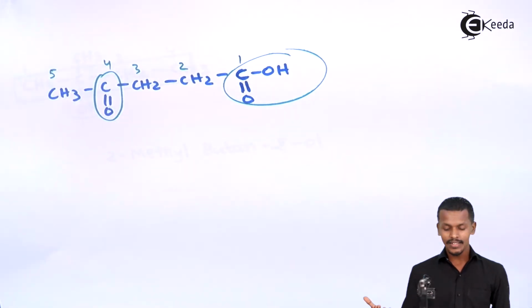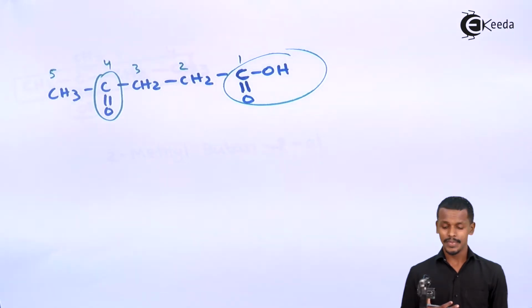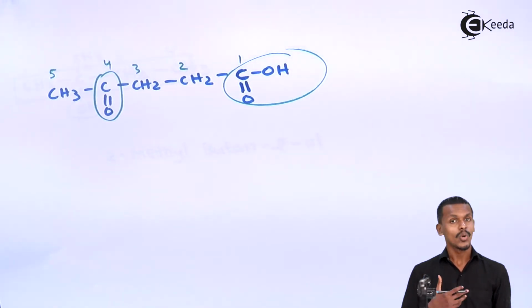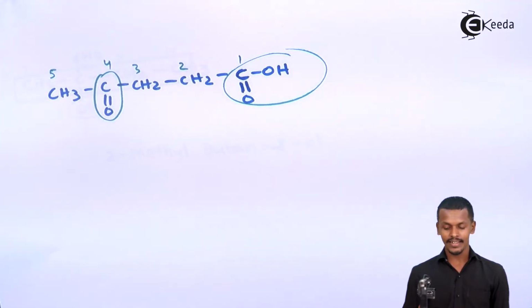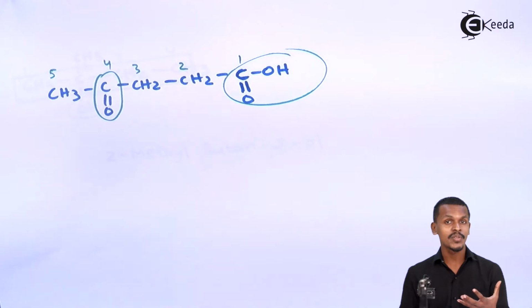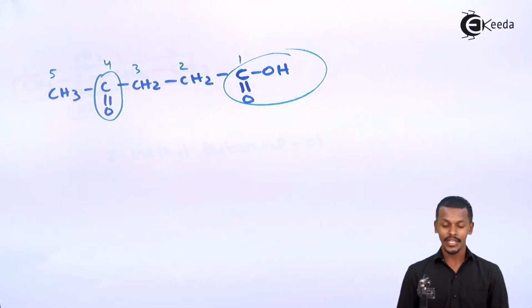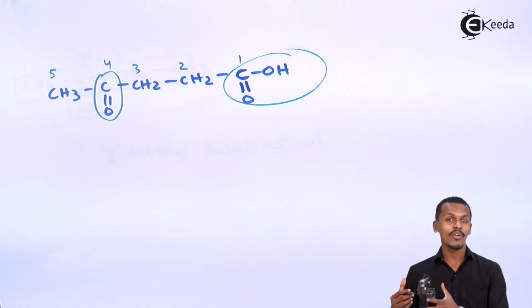So now this is the numbering that we have done, and the next thing that we have to do is, yes, we have to name it. So how can we name it? It consists of 5 carbon atoms, and mainly because of the principal functional group, that is the COOH or carboxylic group that has been attached, the name of this would be pentanoic acid.